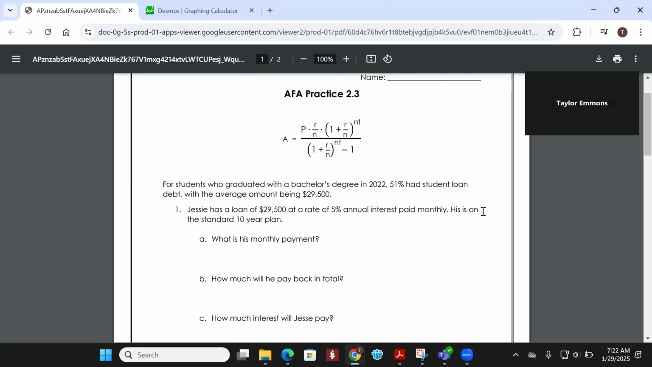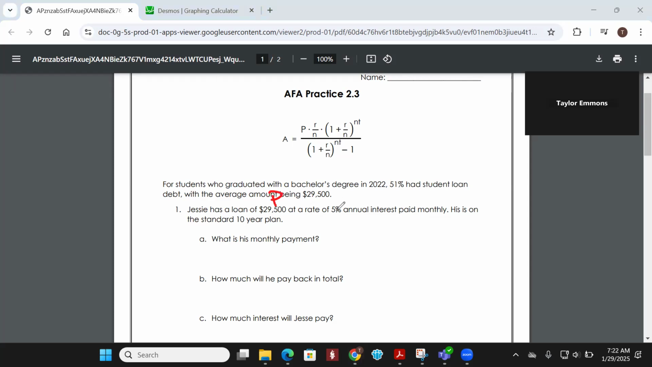But it says for students who graduated with a bachelor's degree in 2022, 51% had student loan debt, with the average being $29,500. Jesse has a loan of $29,500 at a rate of 5% annual interest paid monthly. His is a standard 10-year plan. So what is the P value in this?